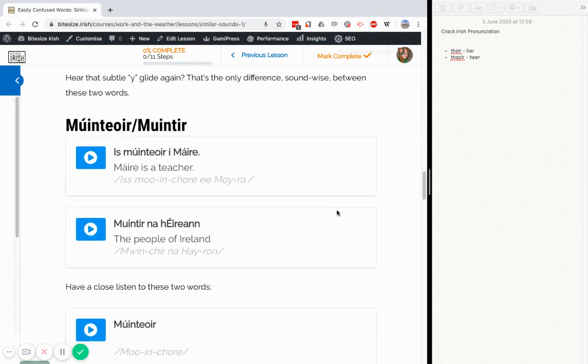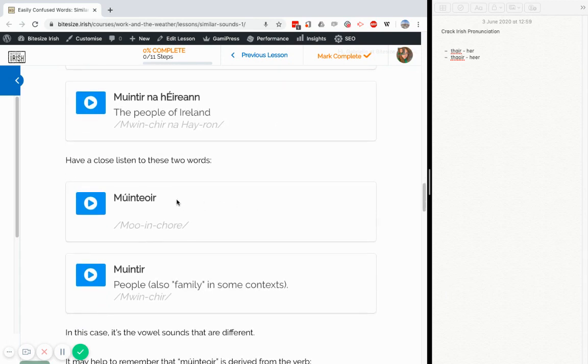Now we come to another one. This one might be easier for you because the spellings are quite different, so they have more differences between them. If we look at them here, we have múinteoir, teacher, and muintir. We see that we have a long vowel here, the 'oo'. And then here we don't have a long vowel, so it changes the sound.